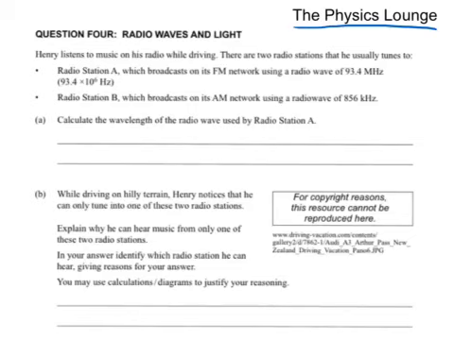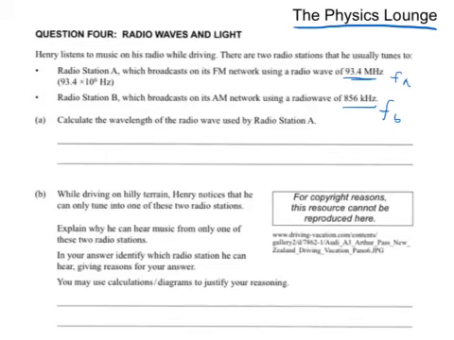Radio station A broadcasts on its FM network using radio wave 93.4 MHz. So that tells us the frequency of the wave. This will be frequency A, since we've also got a B down below. Radio station B, which broadcasts on its AM network using a radio wave of 856 kHz. So that's the frequency for B. Calculate the wavelength of the radio wave used by radio station A.